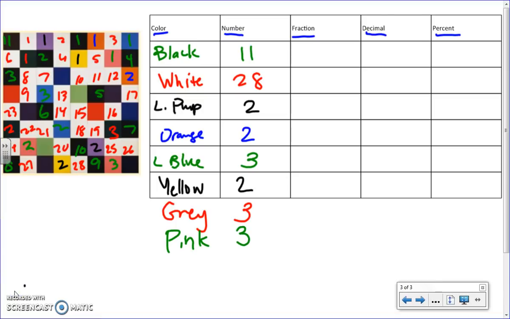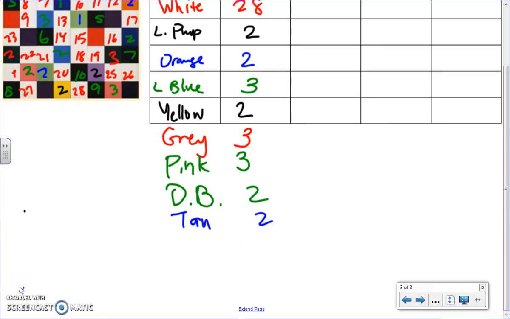I'm looking for, we'll go with dark blue. Dark blue. I see 1, 2 dark blues. I see 1, 2 tans. We're going to call it tan. I see 2 of those. I see 1, 2 red. And now I'm looking for purple. I see 1, 2, 3, 4 purple.